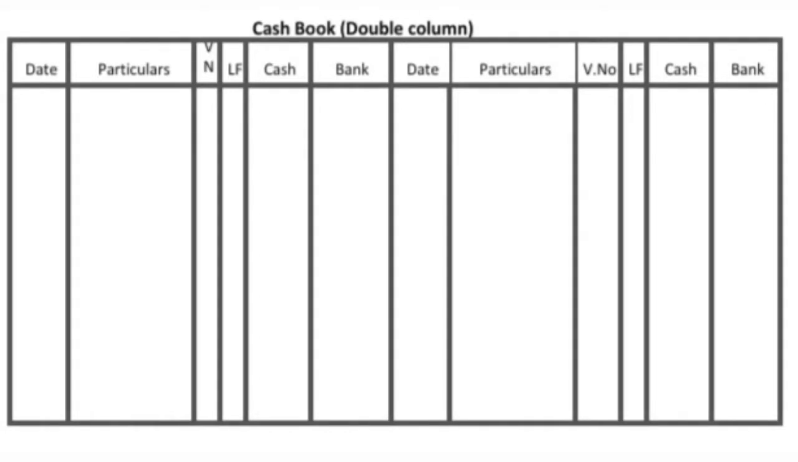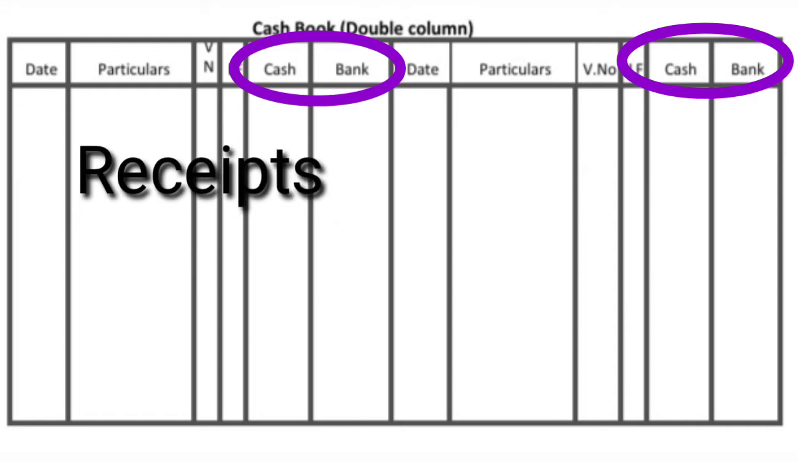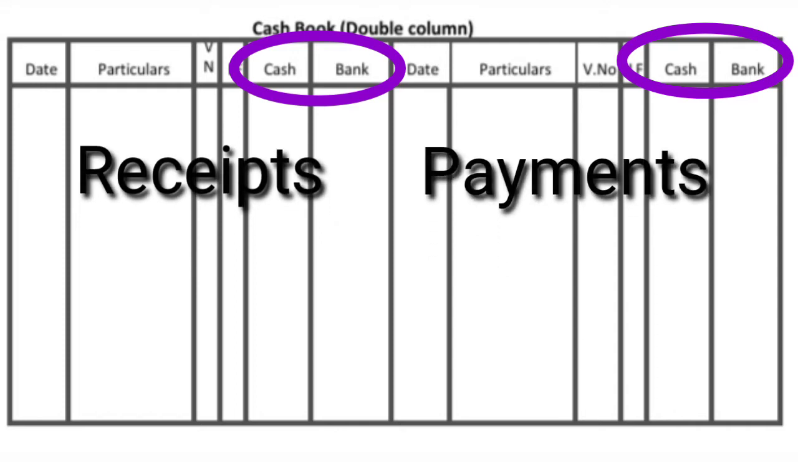This is the double column cash book. The main difference between single column and double column cash book is that in the double column cash book we have two amount columns, one for cash and the other for bank, on both sides. All receipts we will enter in the debit side and all payments we will enter in the credit side. Also we can say that when cash or bank is increasing we will debit it, and when cash or bank is decreasing we will record it in the credit side.